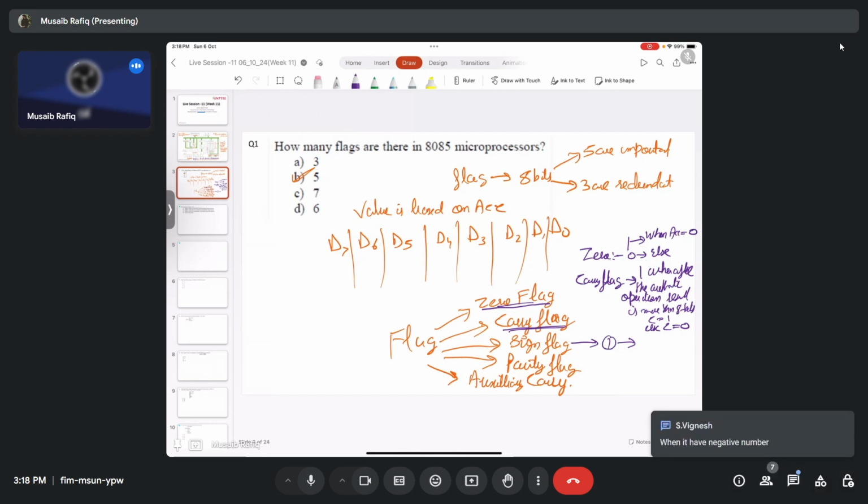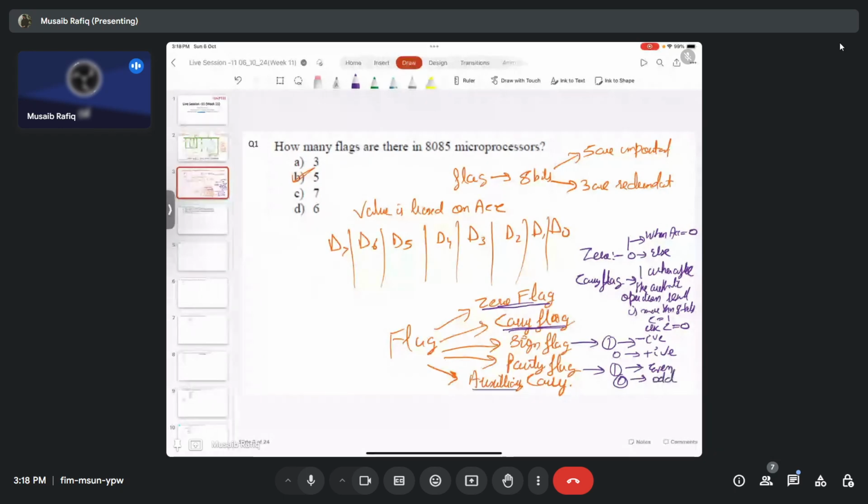Yes, when the number is negative, when it's 0, and when it's positive. So this was the sign flag. Now what about the parity flag? When is it 1? Yes, for even parity it's 1 and for odd parity it's 0.